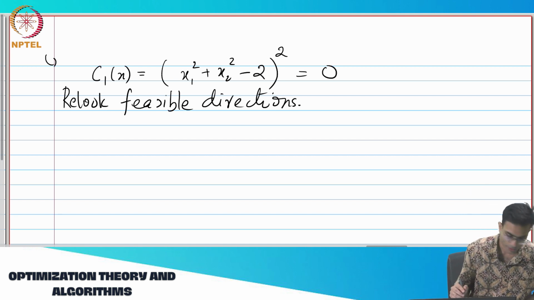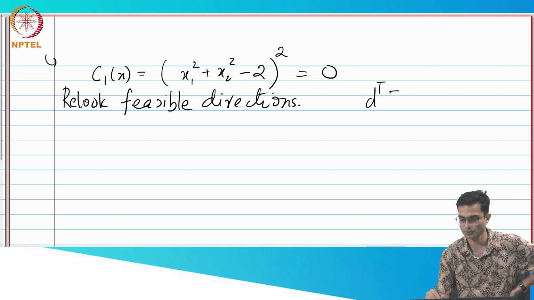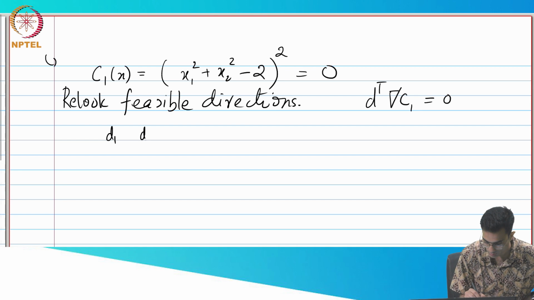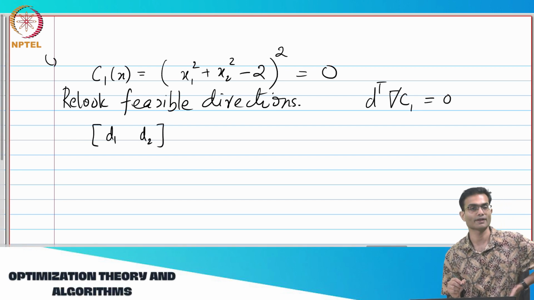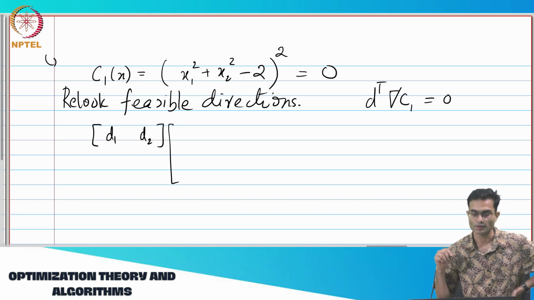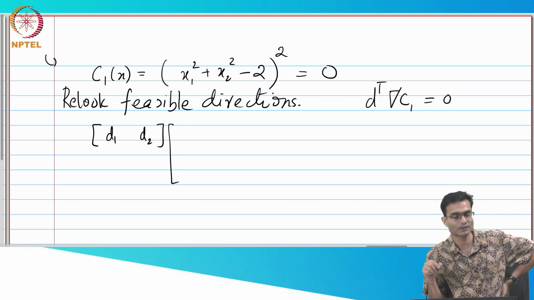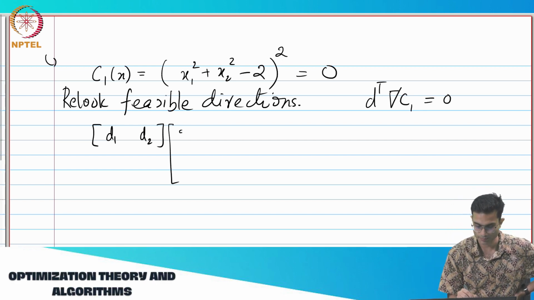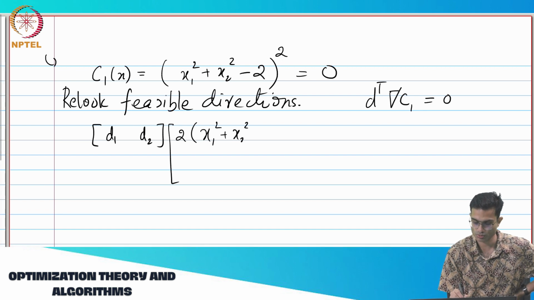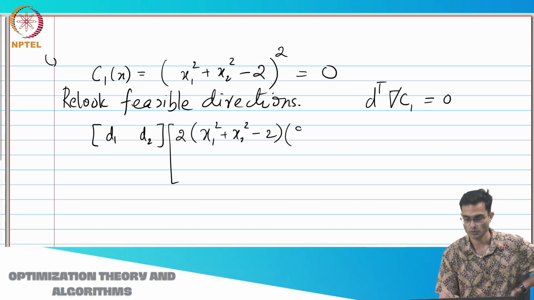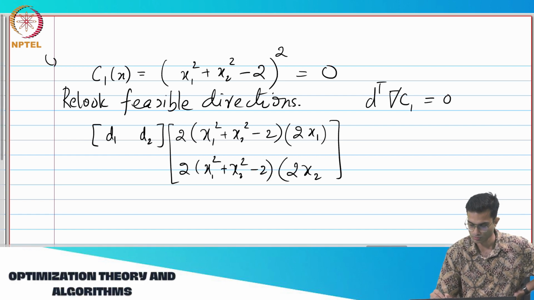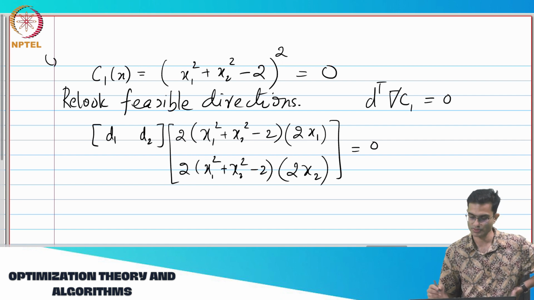What did I need for feasible directions? d transpose grad C1 equal to 0. This is what I am looking for. So d1, d2, this is my d vector. Now let's put down grad C1. So dC1 by dx1, what am I going to get? 2 times (x1 squared plus x2 squared minus 2) multiplied by 2x1, and 2 times (x1 squared plus x2 squared minus 2) times 2x2. This whole thing should be equal to 0.